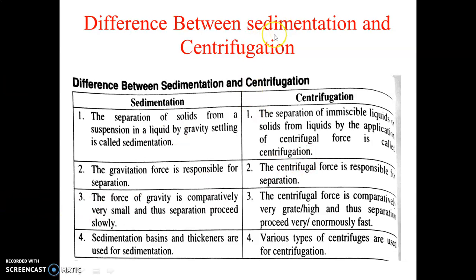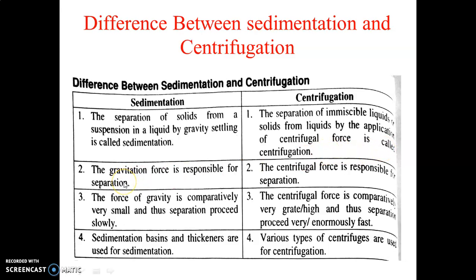Next difference is between sedimentation and centrifugation. Centrifugation is nothing but one of the types of filtration. So what is the difference between these two? In sedimentation, the separation of solid from a suspension in a liquid is by gravity settling. So this point we have already discussed. And in case of centrifugation, we remove the solid from the liquid by application of centrifugal force. So here we are using gravitational force, here we are using centrifugal force.